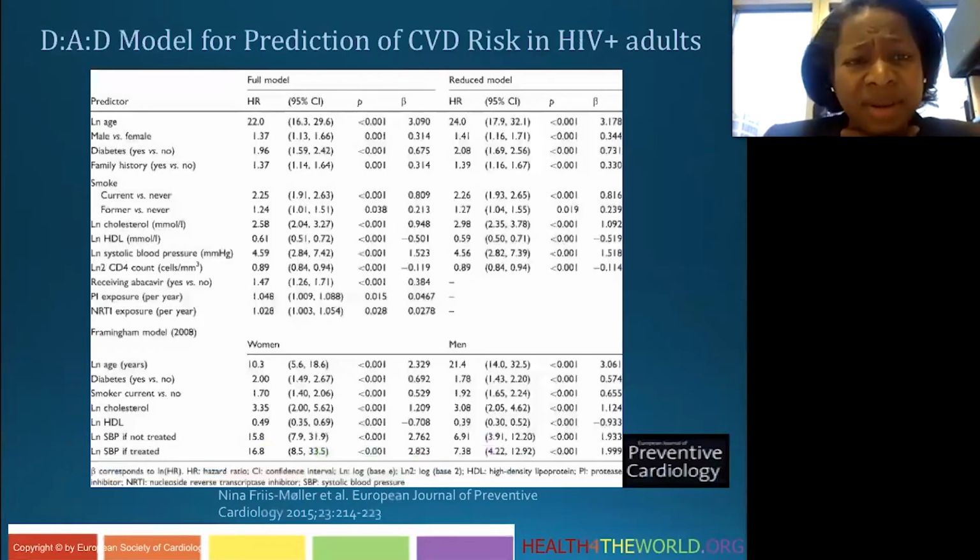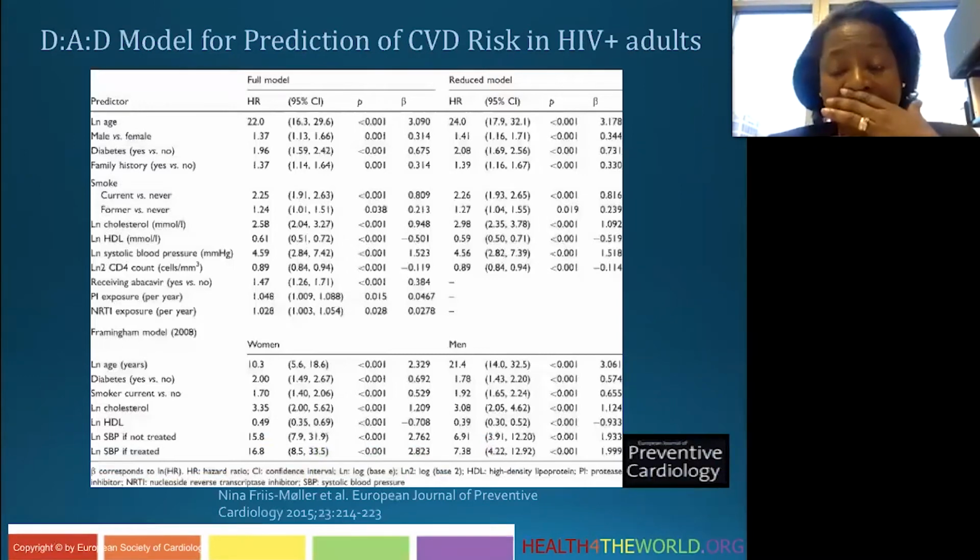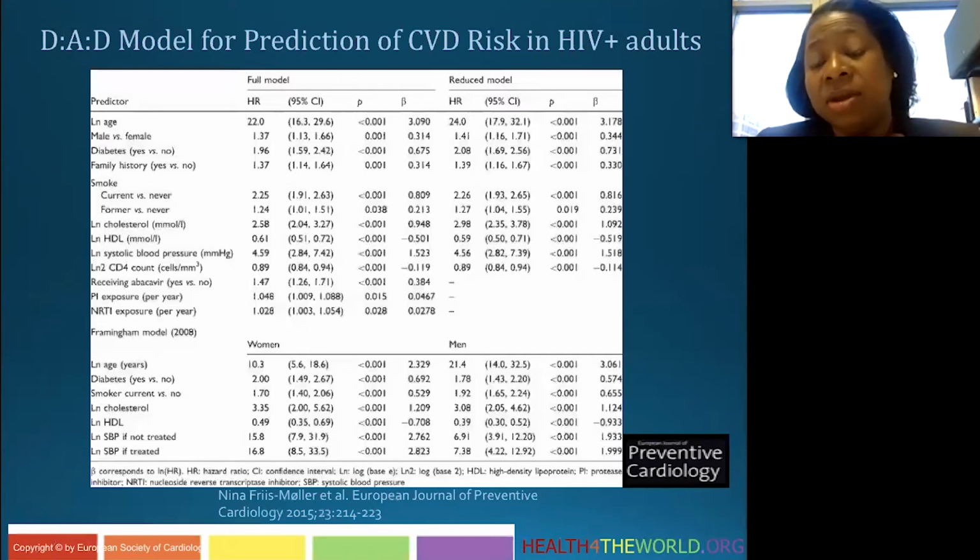This is a little bit of a difficult slide, but you see that you plug in age, sex, diabetes, family history, smoker, and they include current and former, the lipid levels, blood pressure, CD4 count. Is the patient on Abacavir? Have they had PIs? Have they had NRTIs? And they compared it to the Framingham model because that was what was in use at that time. So the advantage of the DAD model is that you can use it for younger patients and you can plug in their HIV-specific information.